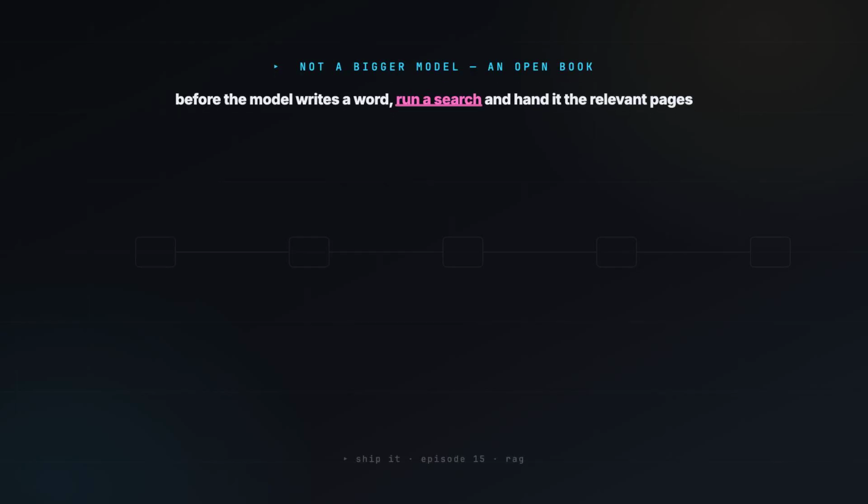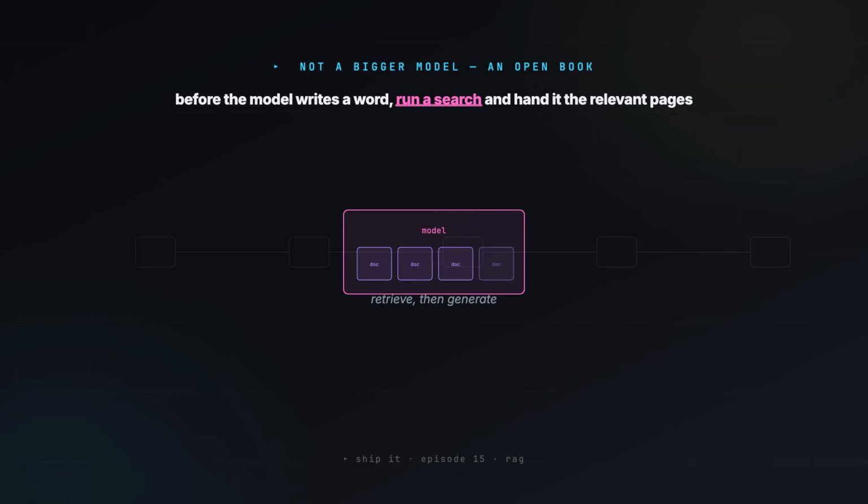The fix isn't a bigger model, it's an open book exam. Before the model writes a single word, you run a search over your documents and hand it the relevant pages. That's the whole idea behind Retrieval-Augmented Generation. Retrieve first, then generate, with the evidence sitting right there in the prompt.